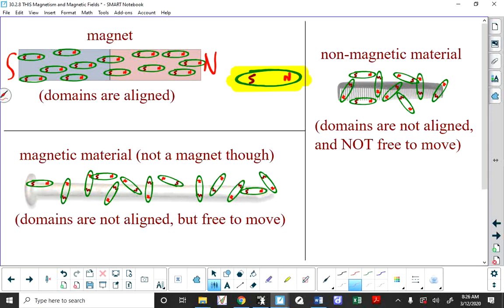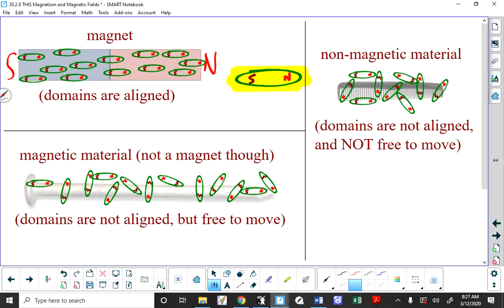Whereas when you take a look at the diagram below, which shows the magnetic domains that exist inside of a nail, the nail is not a magnet, but it is considered to be a magnetic material. And the reason it's magnetic is because it has magnetic domains that are able to move around. And that's the key difference between the nail, which is magnetic, and the comb, which I have a diagram of on the right.